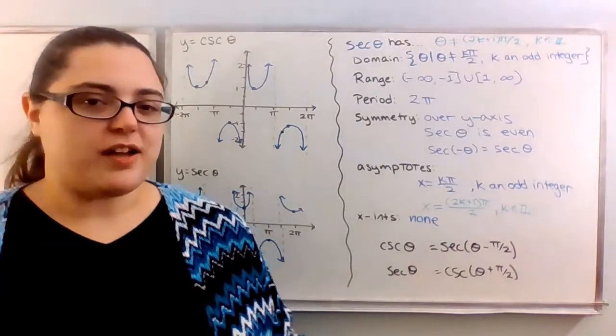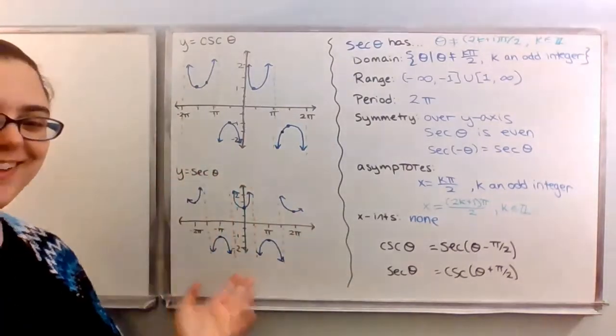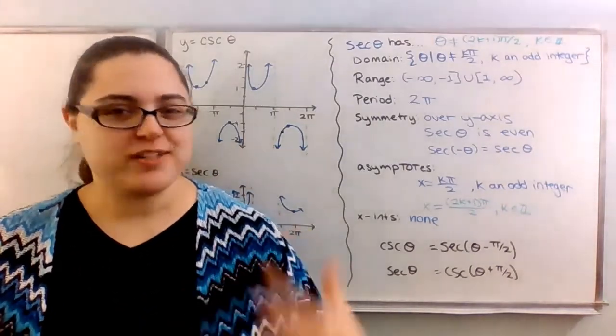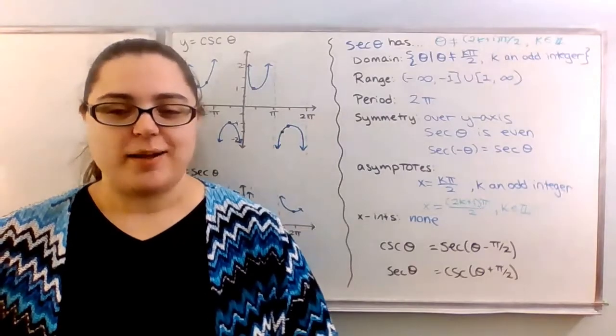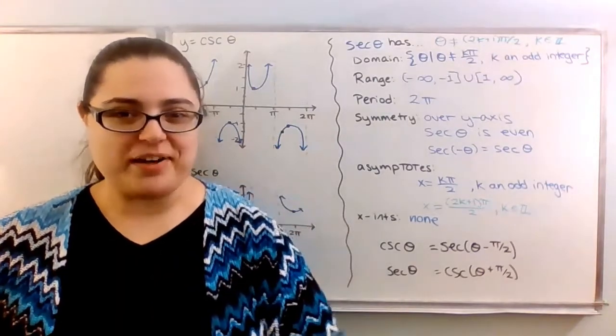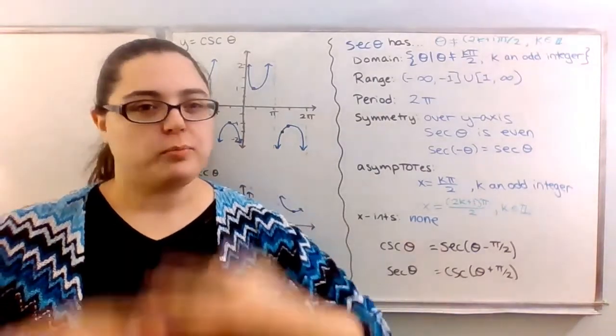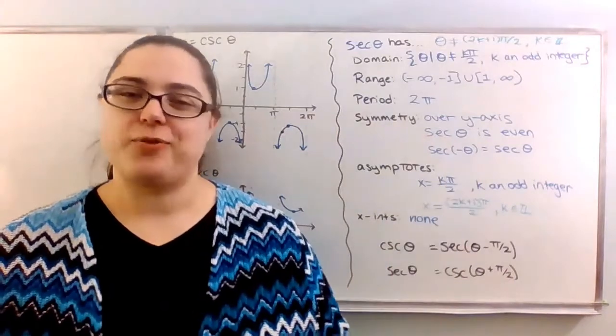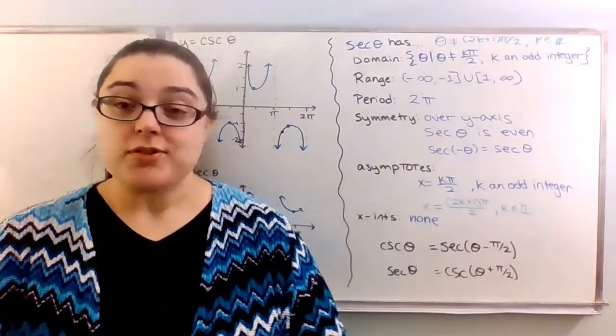Right, so these are the graphs and some additional properties for secant and cosecant. That's going to conclude this video. We're wrapping it up. In the next video, we'll be repeating this whole process one more time for tangent and cotangent.